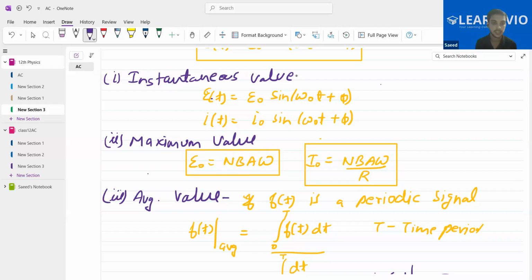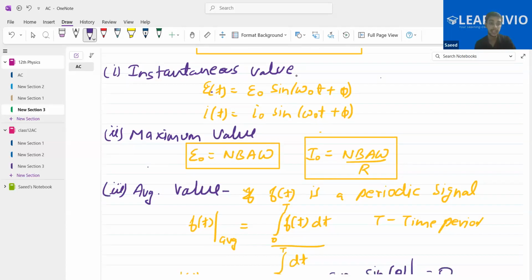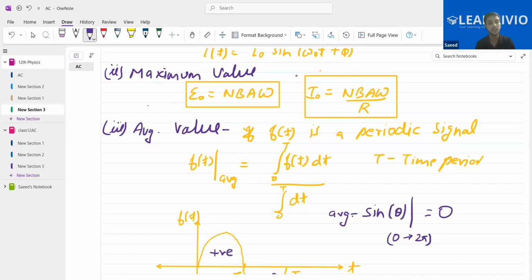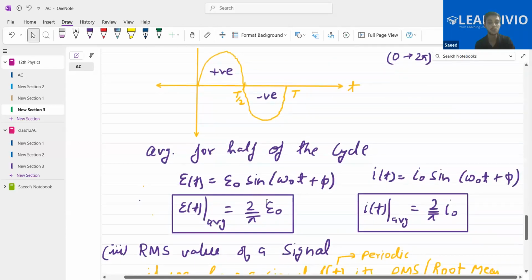Yes, sir. I was saying that the instantaneous value is not a perfect way of defining any particular signal. The maximum value also doesn't give us the overall data of anything. Next comes the average value. Actually, the average value over a full cycle is 0, so we define it for half of the cycle. Then we get a certain value, that is 2 divided by pi into E naught.